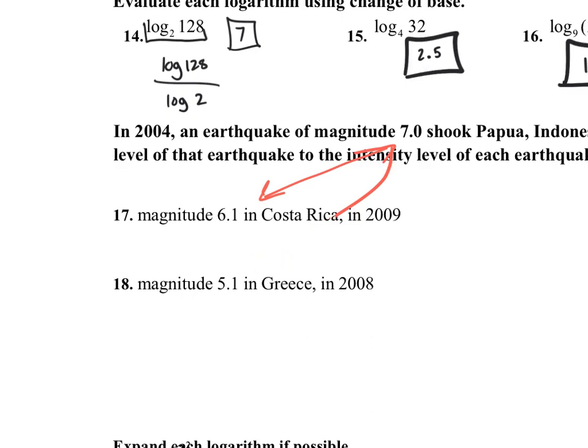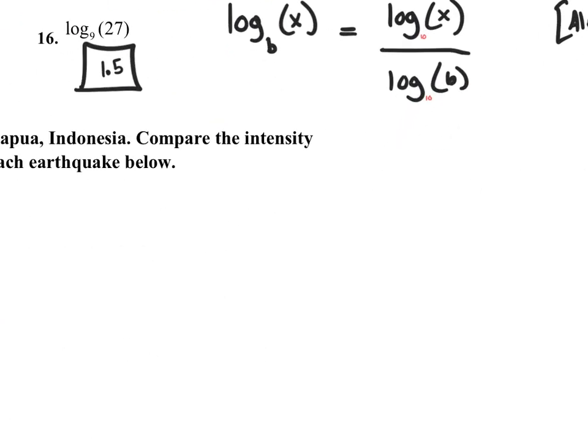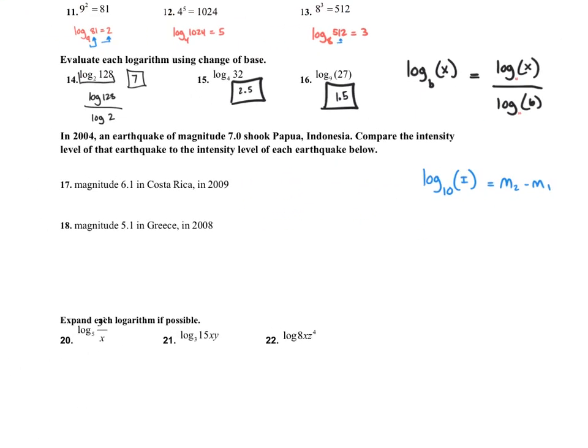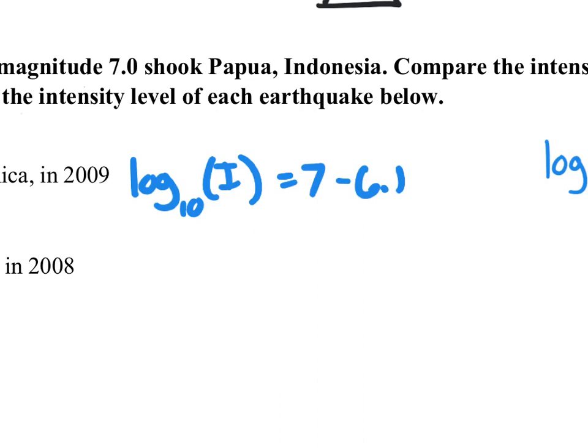And the way to calculate those using the formula was this. The earthquake formula was log base 10 of the intensity was equal to the difference in the magnitudes. So for this one, we have log base 10 of, we're looking for the intensity. We have a 7.0 earthquake minus a 6.1 earthquake. So we have log base 10 of our answer I is equal to 0.9.